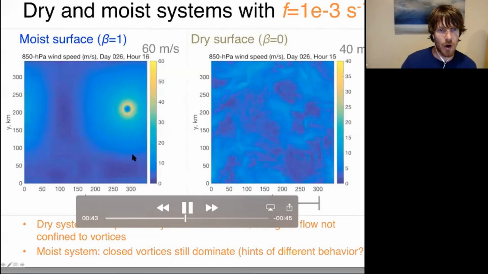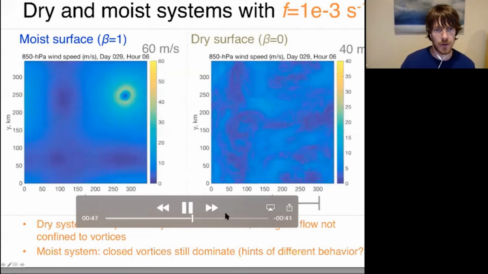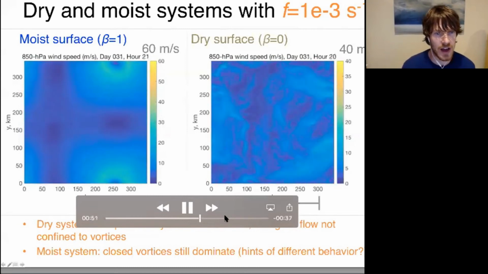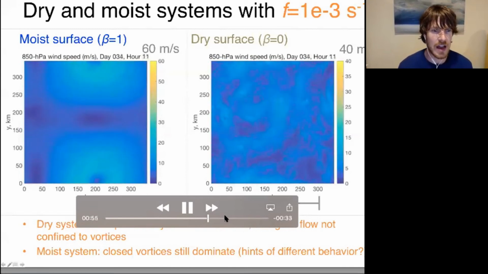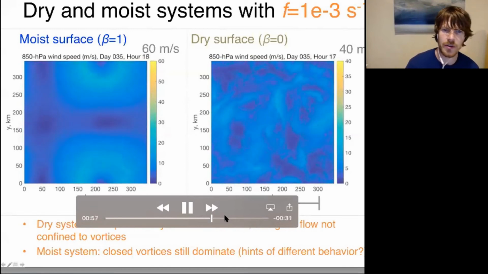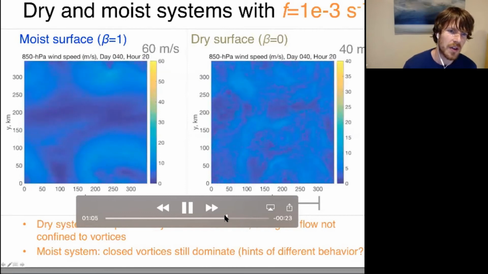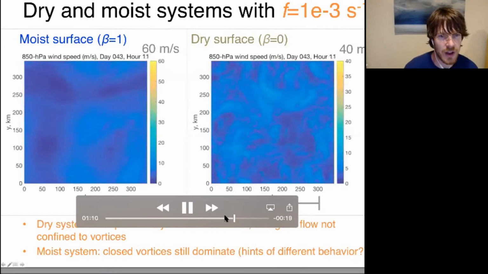Something also very funny happens towards the end of this simulation. We end up with just one cyclone in the moist case, but as we continue to go on in time, it weakens, sort of falls apart, and you'll see in a few seconds now, this cyclone is actually going to spit out 2 cyclones. So there's one. No, not yet.